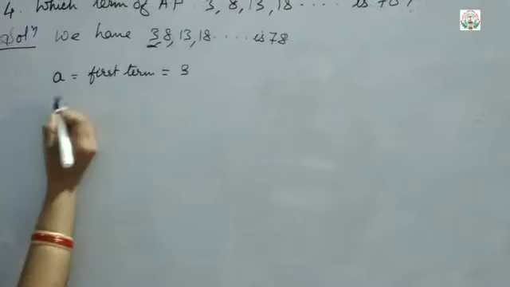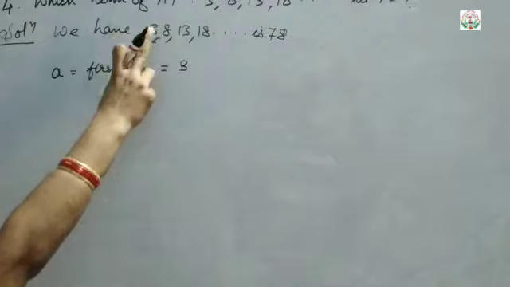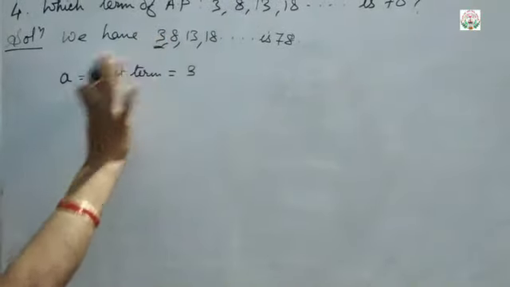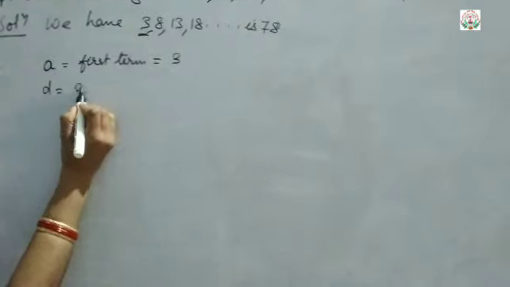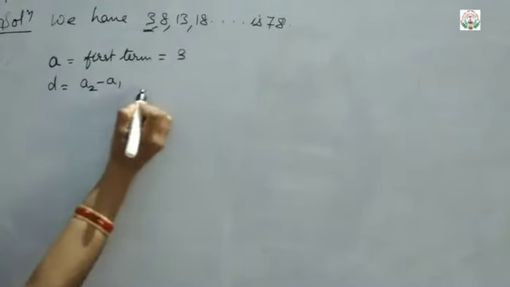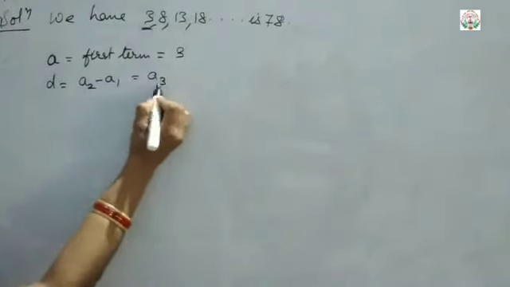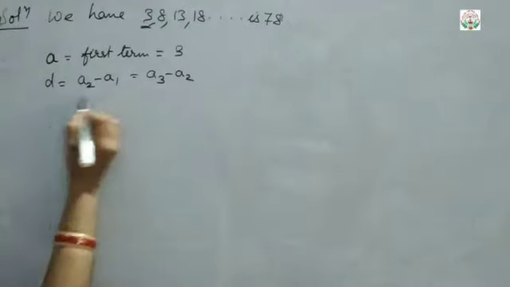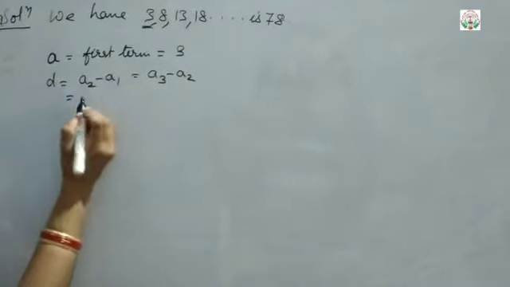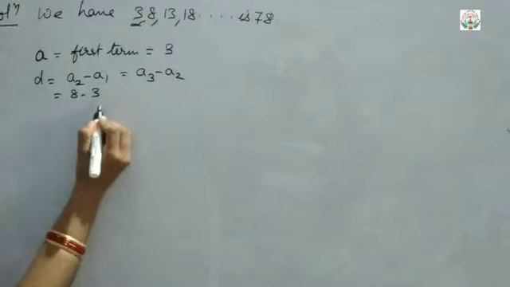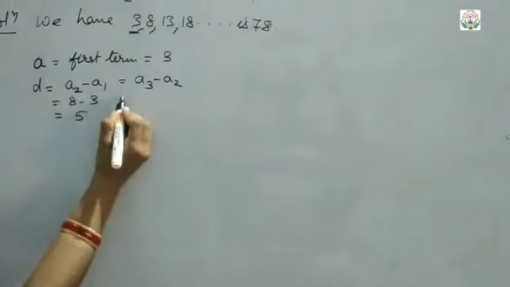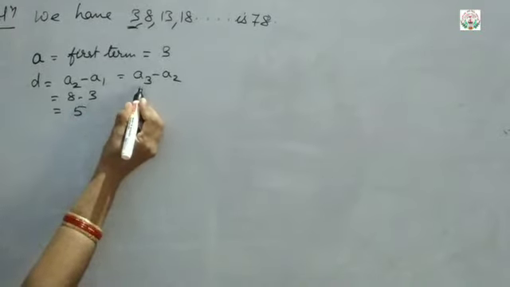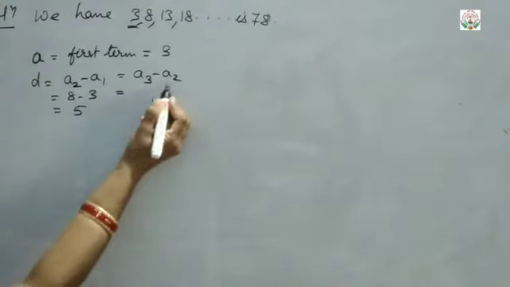Now D, how will you find it? Already it is given that it is an AP. AP means common difference will be the same. So now D will be equal to A2 minus A1, or you may go for A3 minus A2. So here A2 minus A1 will be 8 minus 3, which is equal to 5. You can check the same by applying the values of A3 and A2.